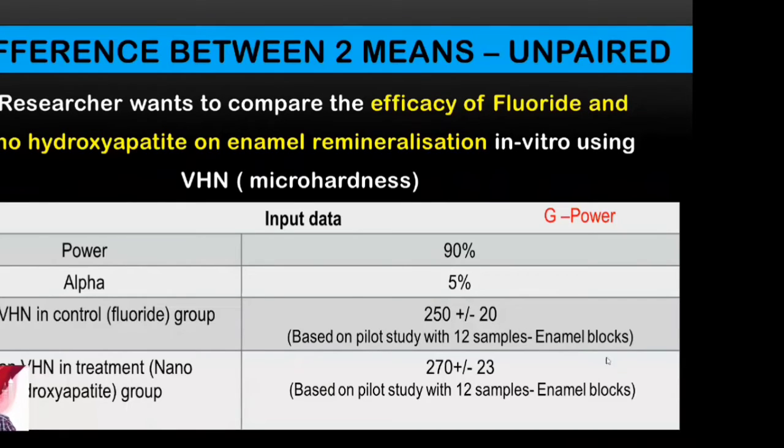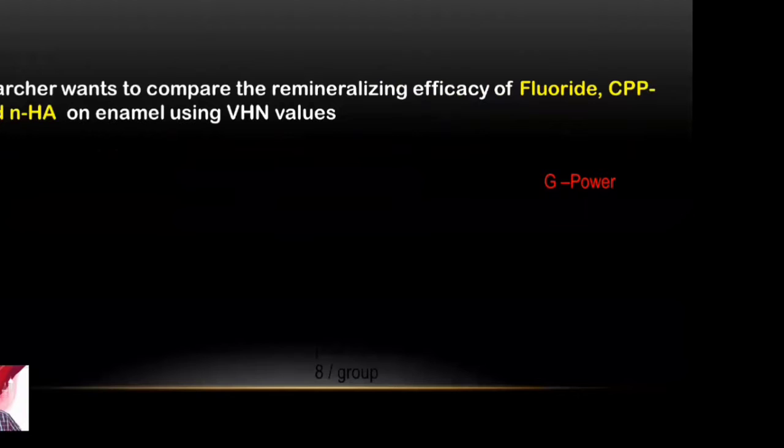What are the data needed? 90% power, 5%. Based upon the pilot study with the 12 samples, we calculated 250 and 270 with plus or minus 20 and 23 respectively. If you're going to feed this information in G power, we'll get the sample size. Let me go through the next slide. I will do the sample size calculation for this example.